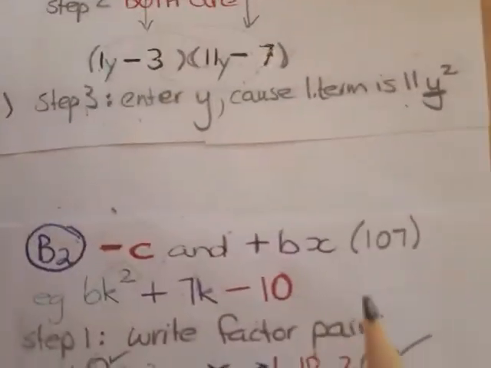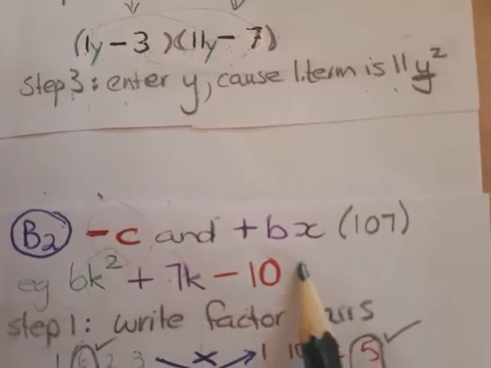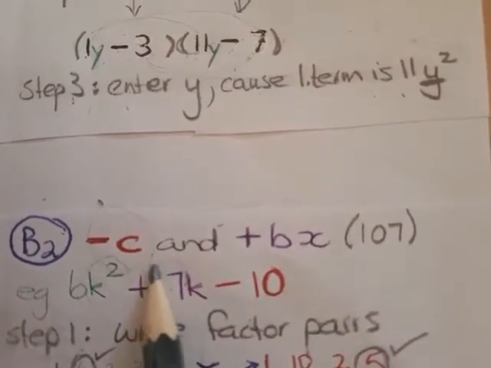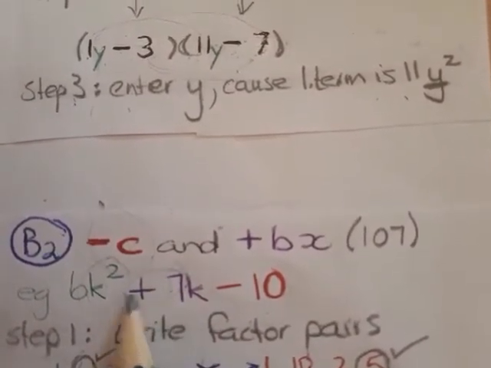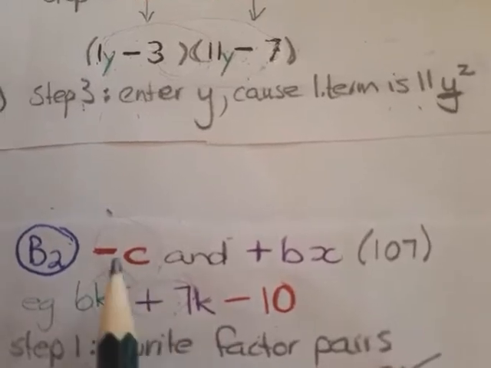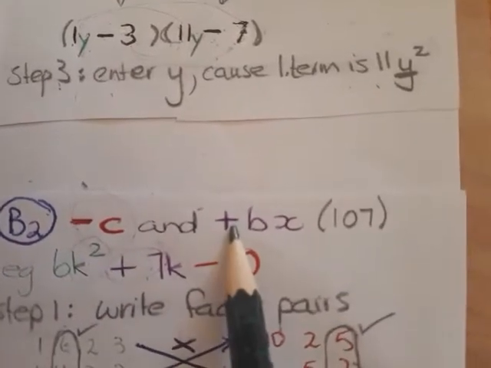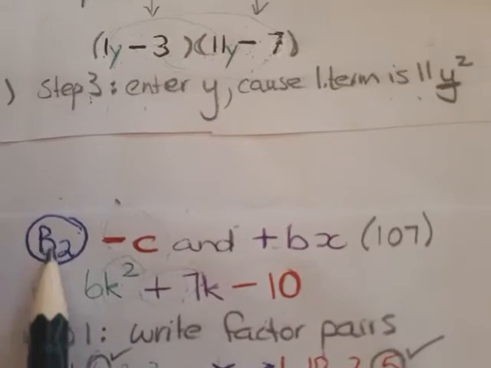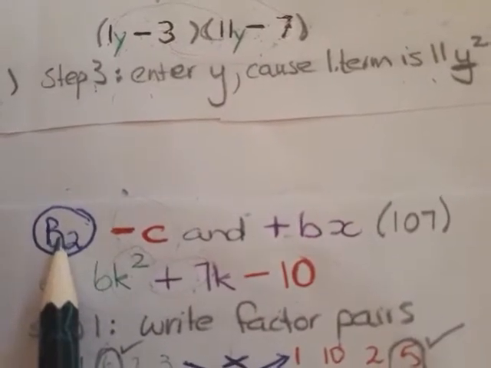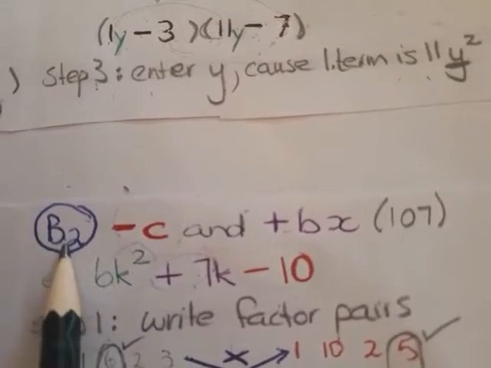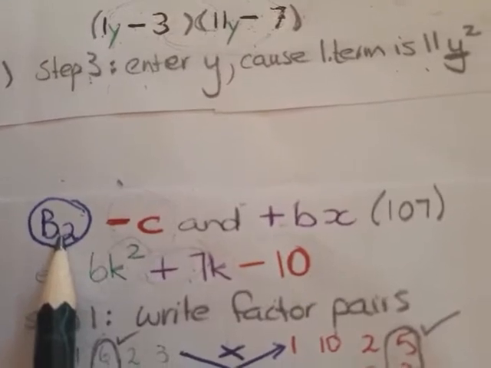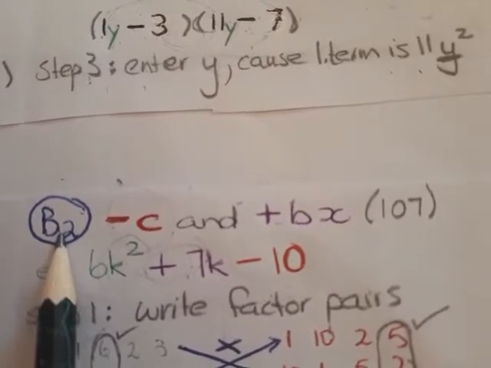But you could also get the possibility of a negative third term and a positive middle term. A positive middle term, a negative C and a positive BX. This is the method B2. And that is the 4 different methods that we can factorize trinomials with.